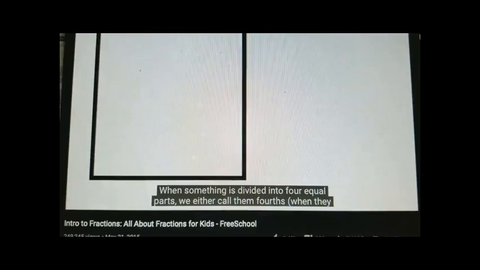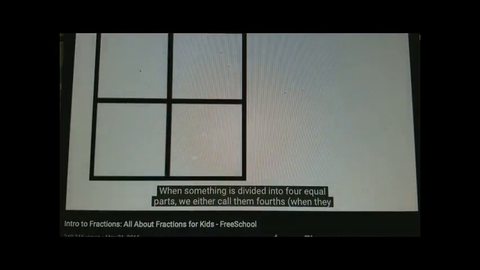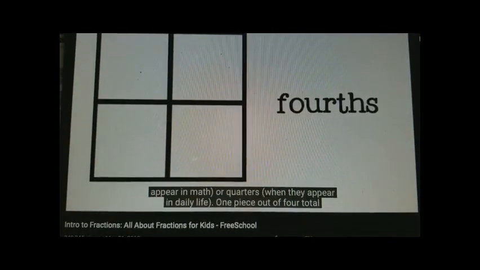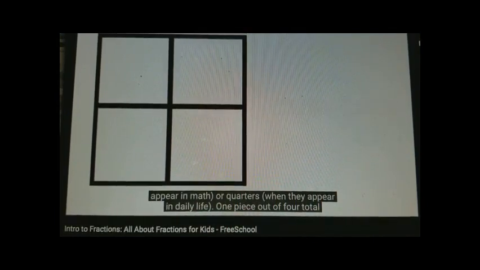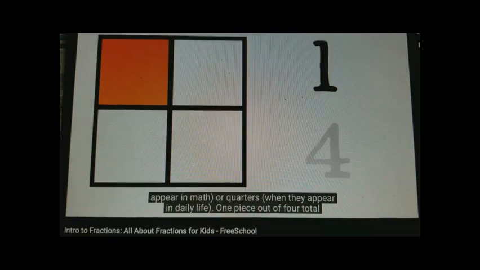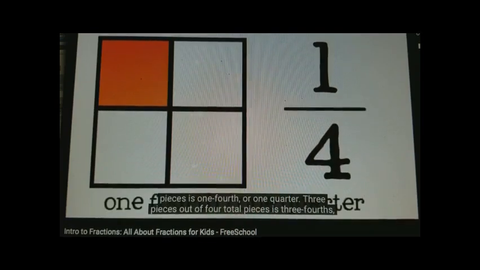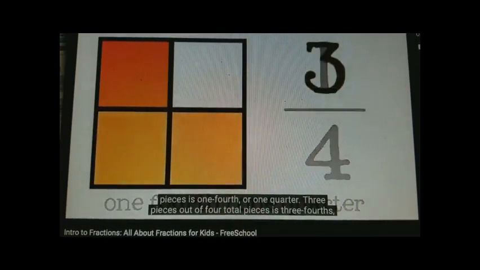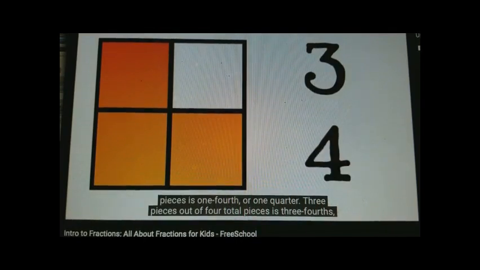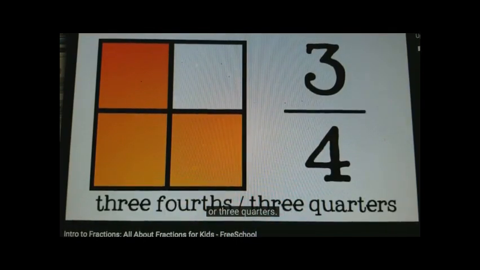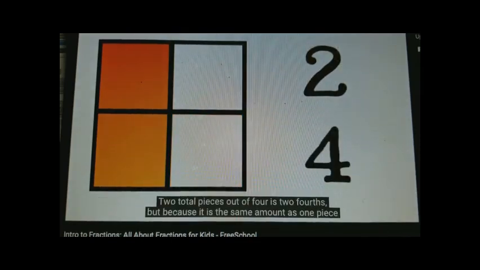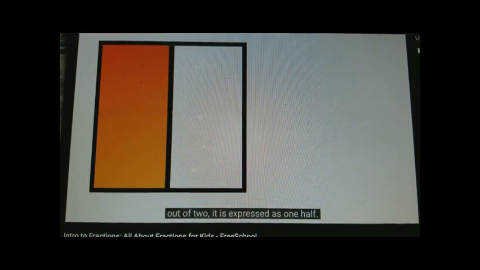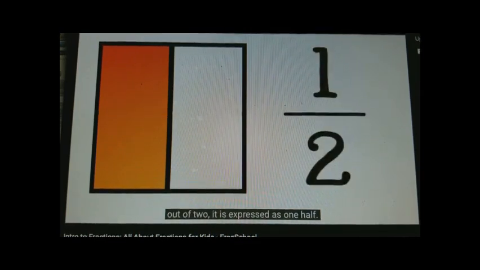When something is divided into four equal parts, we either call them fourths when they appear in math, or quarters when they appear in daily life. One piece out of four total pieces is 1/4, or one quarter. Three pieces out of four total pieces is 3/4, or three quarters. Two total pieces out of four is 2/4, but because it is the same amount as one piece out of two, it is expressed as 1/2.